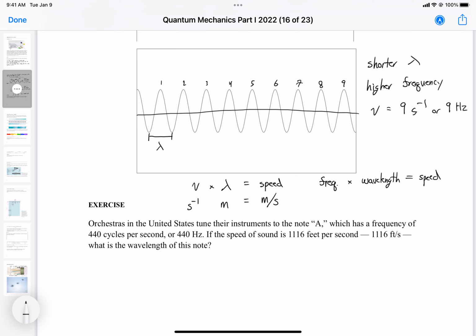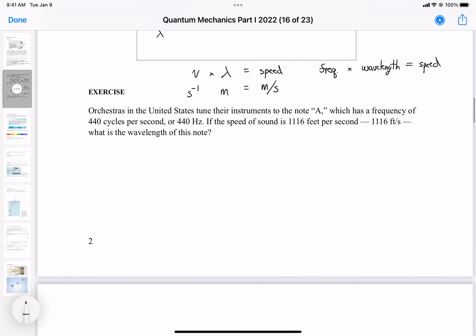Okay, so let's do this exercise and then we'll end the video here. Okay, so orchestras in the United States tune their instruments to the note A, which has a frequency. So every note has a particular sound, right? So it's producing a particular sound wave, and that has a characteristic frequency, speed, and wavelength. So that's why they sound different. And we can perceive these waves based on their frequency. Okay, so it has a frequency of 440 cycles per second, or 440 hertz.